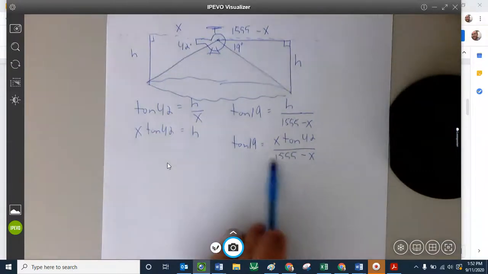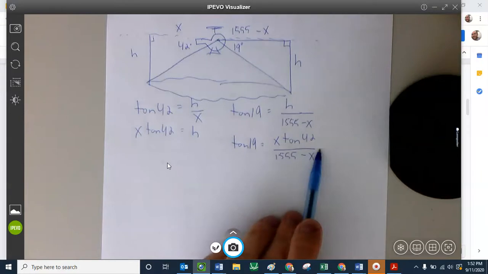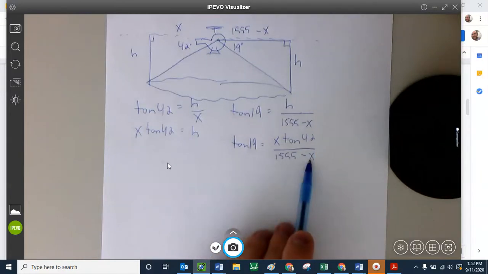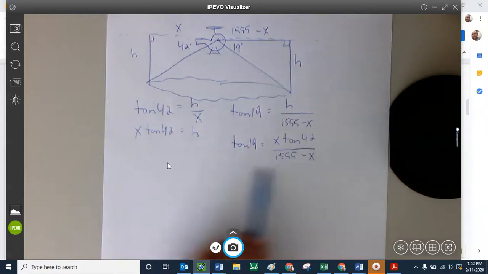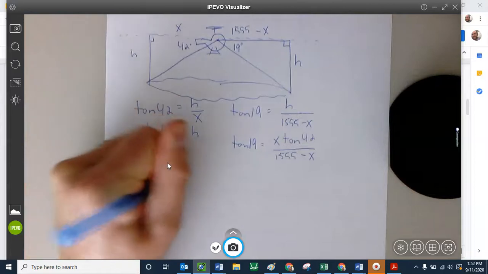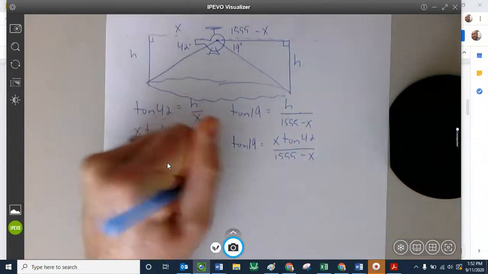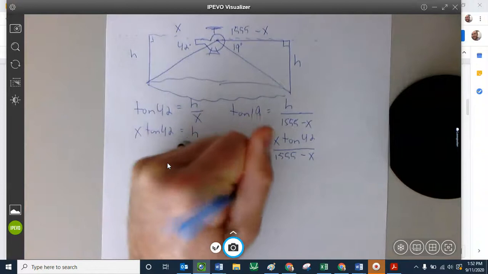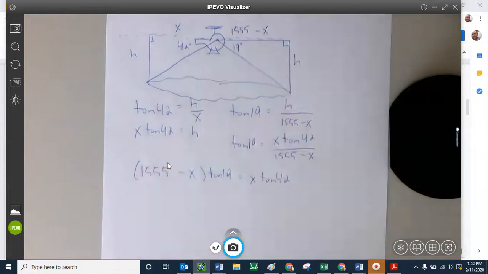Next step, I'm going to multiply. This whole thing says divided by 1,555 minus x. I can't solve for x if it's down here, so I'm going to multiply this out of this denominator and move it to the other side. So it looks like 1,555 minus x times the tangent of 19 equals x times the tangent of 42.